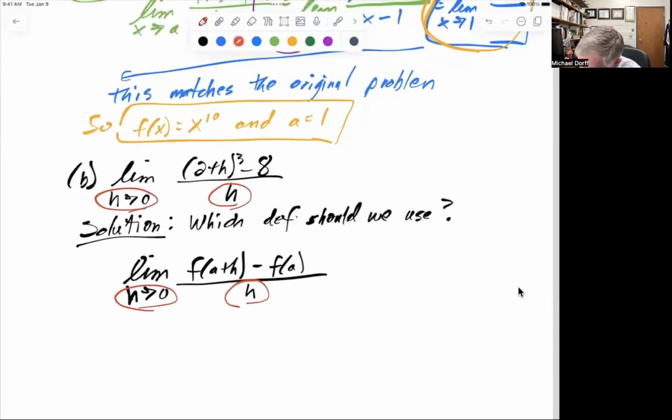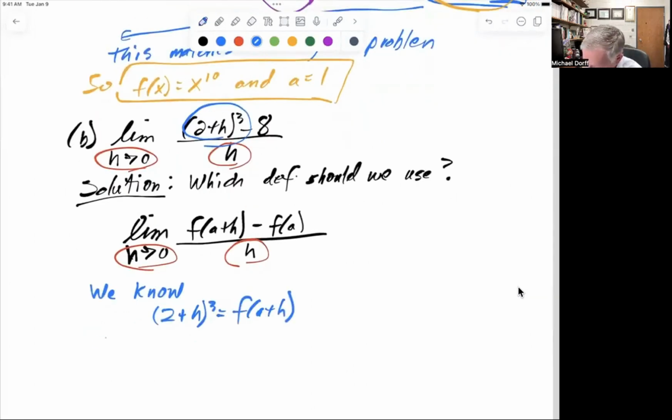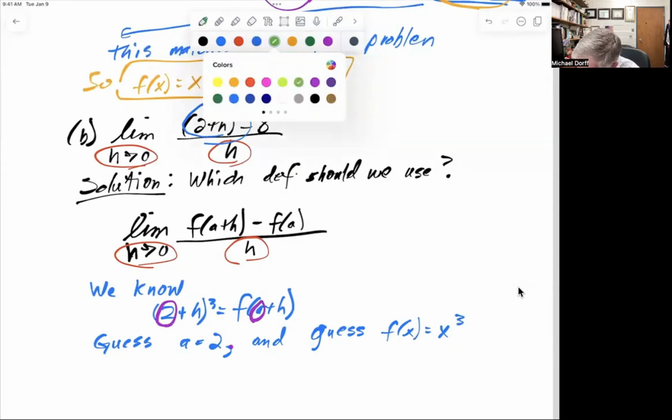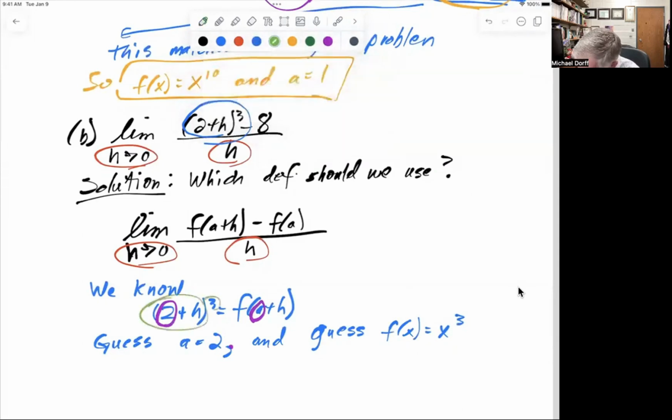So now we have to compare things. Well, what do we got here? We know that (2 plus h) cubed is going to equal f of a plus h. Looking at those, I'm going to guess that a is going to equal 2 because of this and this there. And I'm going to guess that f of x is going to equal x cubed. And that's because I've got a parentheses cubed here. So to me, that's like an x cubed. So the x is the inside part, the cube part is the cube part there.